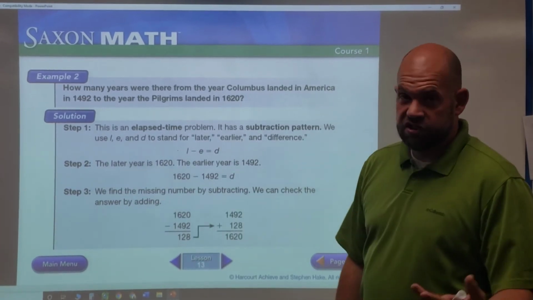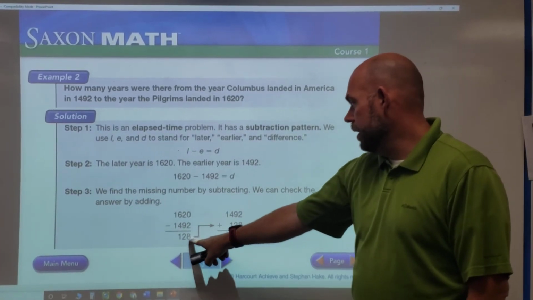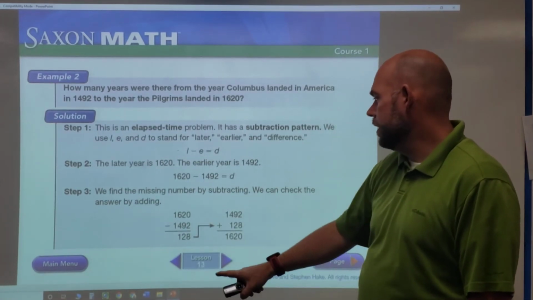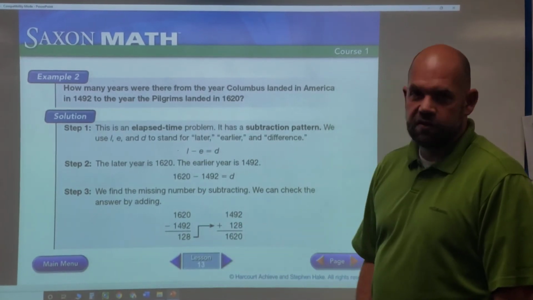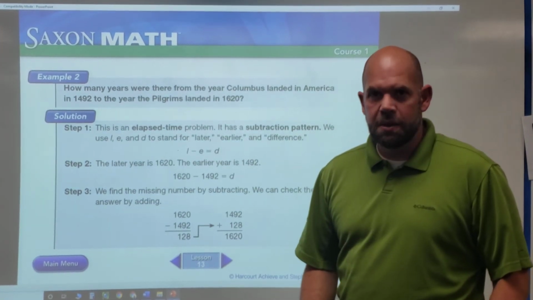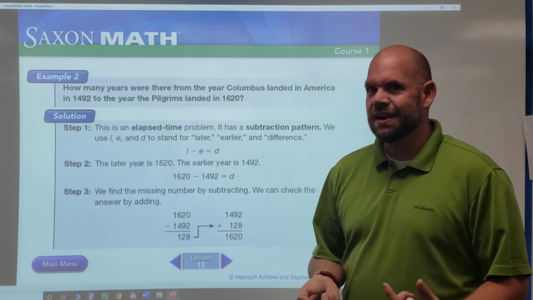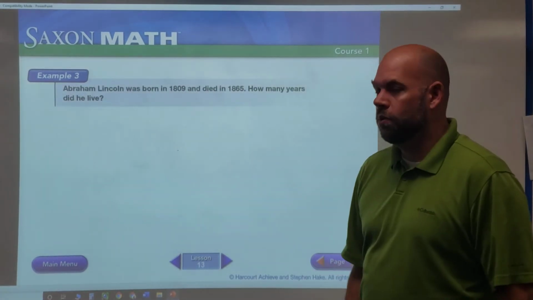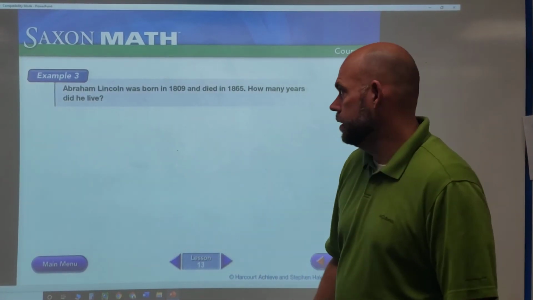Now we can check our work simply by adding 128 to the later date, and that will give us our 1620. So it checks out. These really aren't that tricky. It's just getting used to setting up the problem in the right way, and that's why we're doing it in 4 steps instead of just doing it.